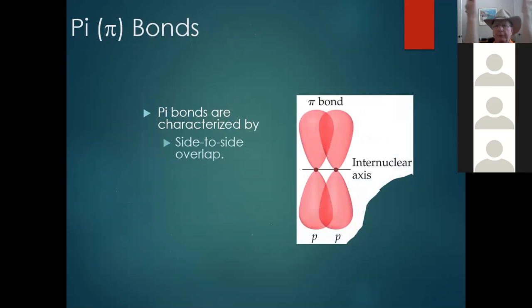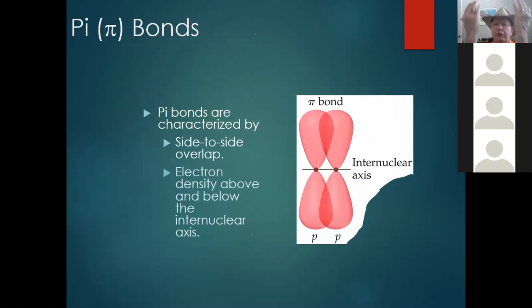A pi bond. If you have 2 orbitals that are parallel to one another, you can have a pi bond. If one electron is in this one and one electron is in this one, basically they bond this way and you get an electron density above the internuclear axis and below it.